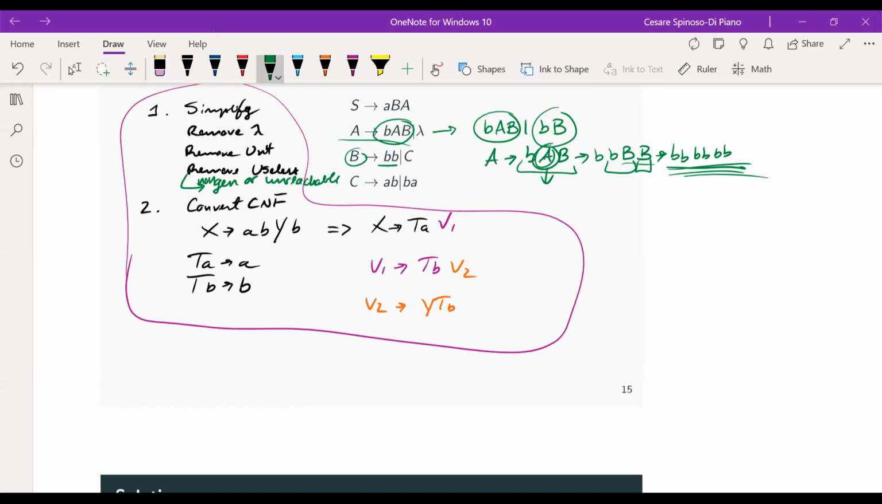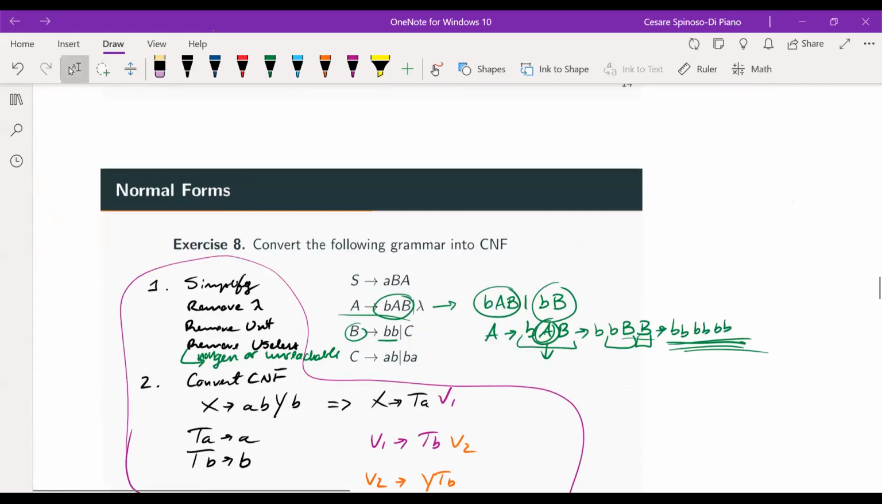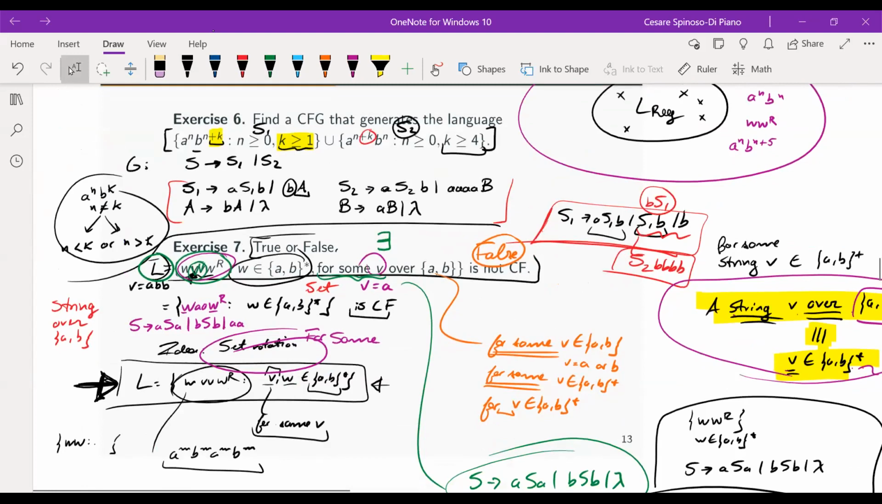Did I miss any question? I think someone had their hand up. I just have a quick question. I went back and tried to understand question 7 again, the wording. The way I rephrased it to make it simpler, it's basically asking, can we find a string V over AB such that the language is not CF? But from what I understood, what you did is figure out a counterexample to prove that it's false. But that would only work if the statement said for all V, right?